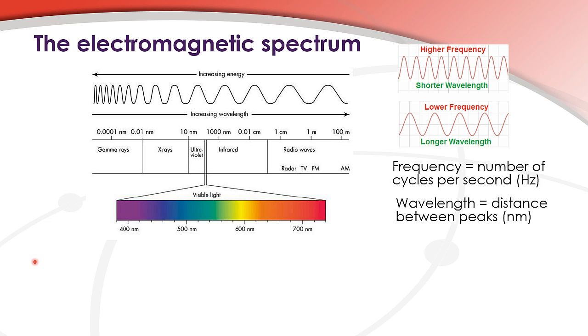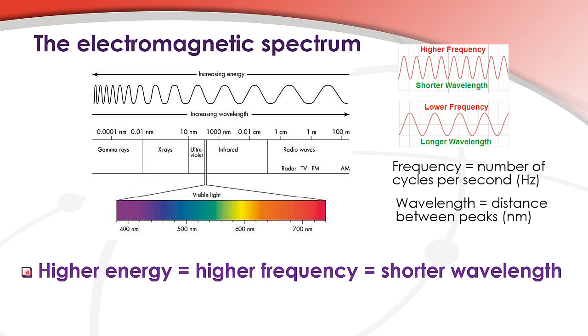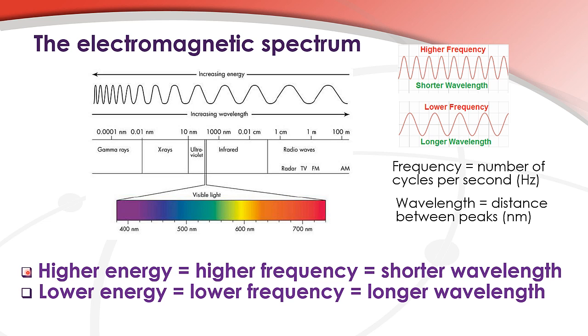So to summarize the relationship between energy, frequency, and wavelength: higher energy equals higher frequency equals shorter wavelength, and lower energy equals lower frequency and longer wavelength.